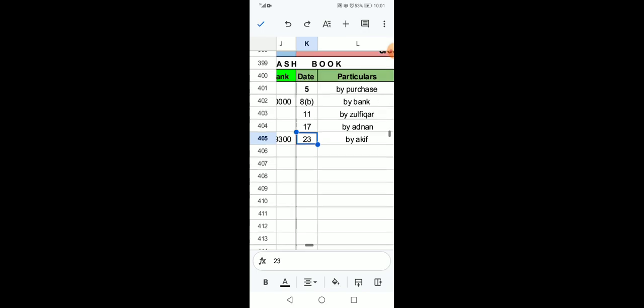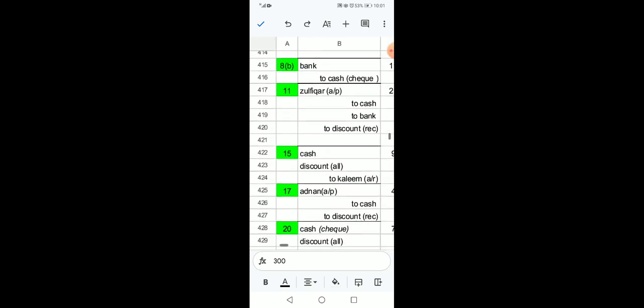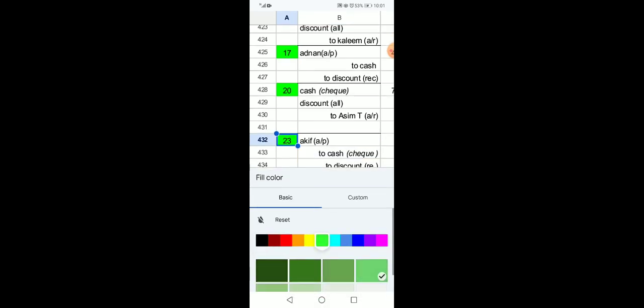Date is same, 23, so you can use the same line, and you have put 300 on the credit side. In the 23rd entry, there were two elements, cash and discount, both are posted in the same line. Reference is given Akif. The 23rd entry has been completed. Mark it as done.